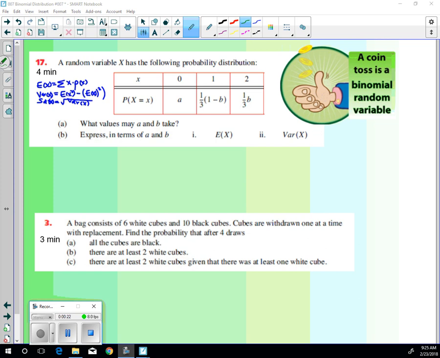So let's say we wanted to find the expected value. All you're going to do is take 0 times A plus 1 times 1/3, 1 minus B, plus 2 times 1/3 times B. Now, why is this helpful?